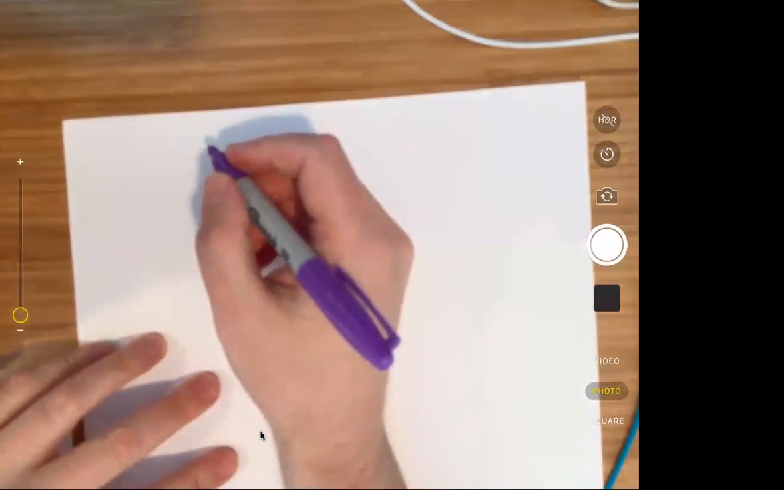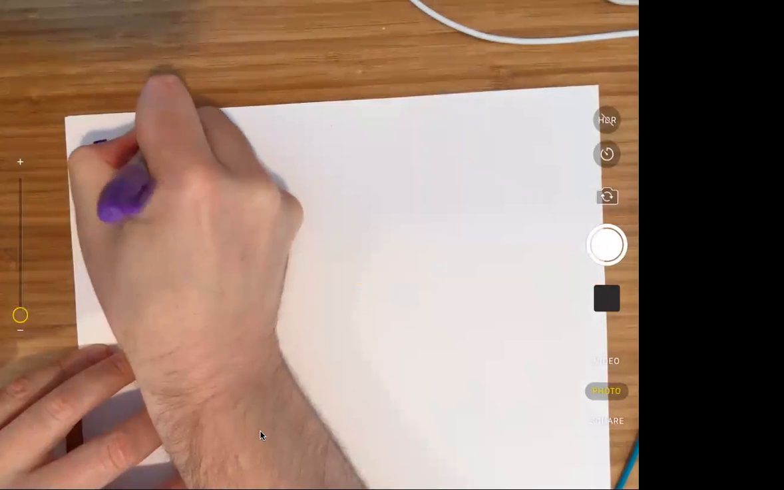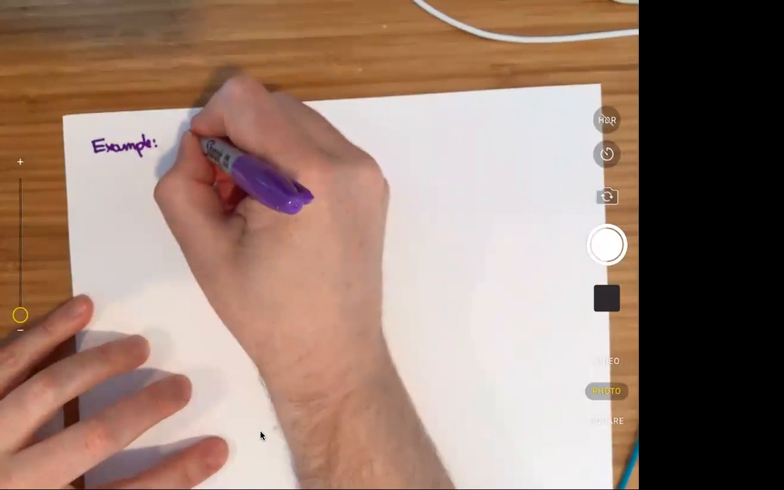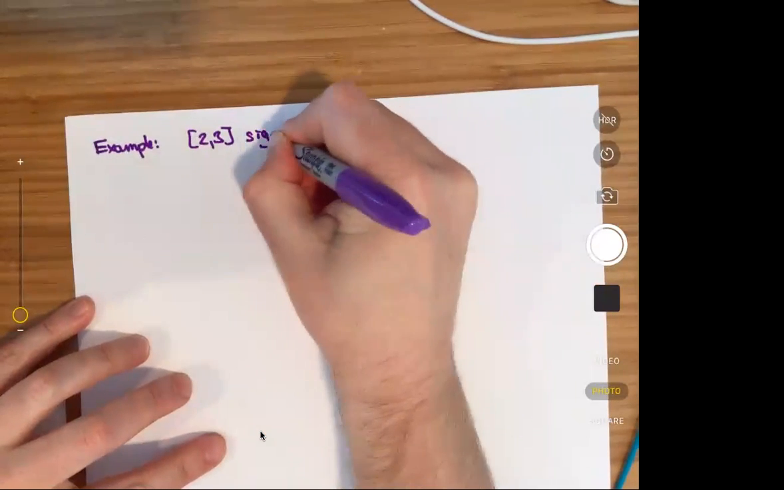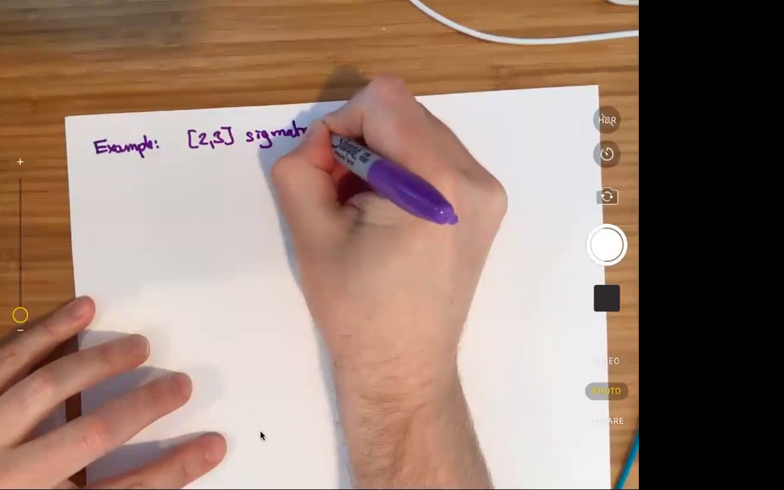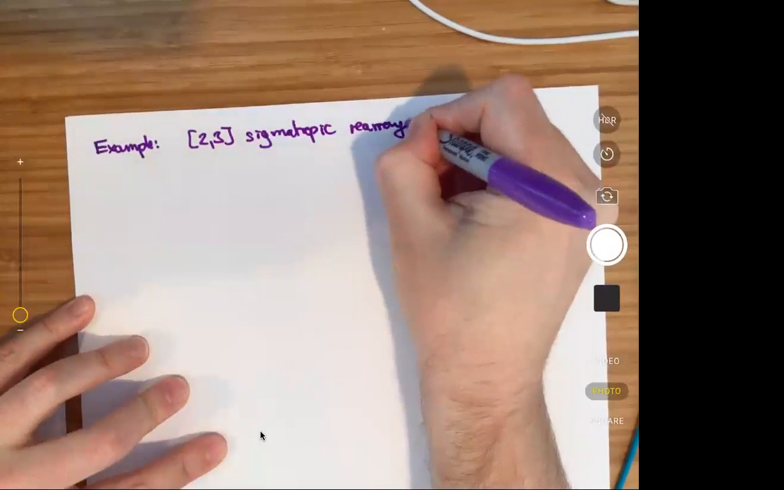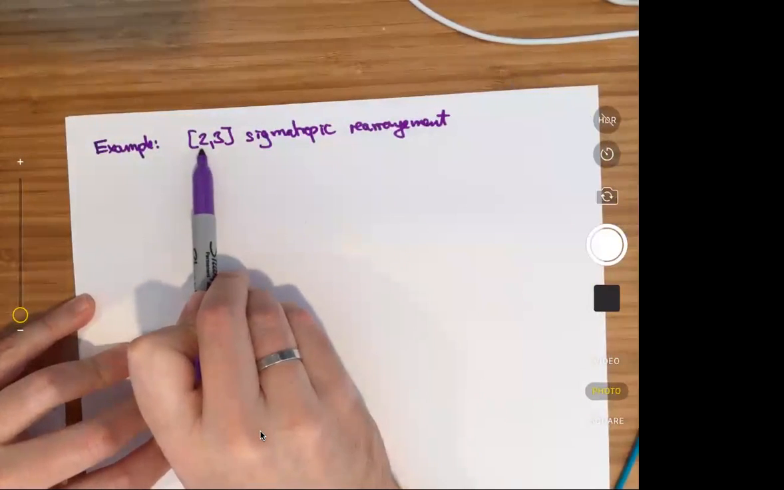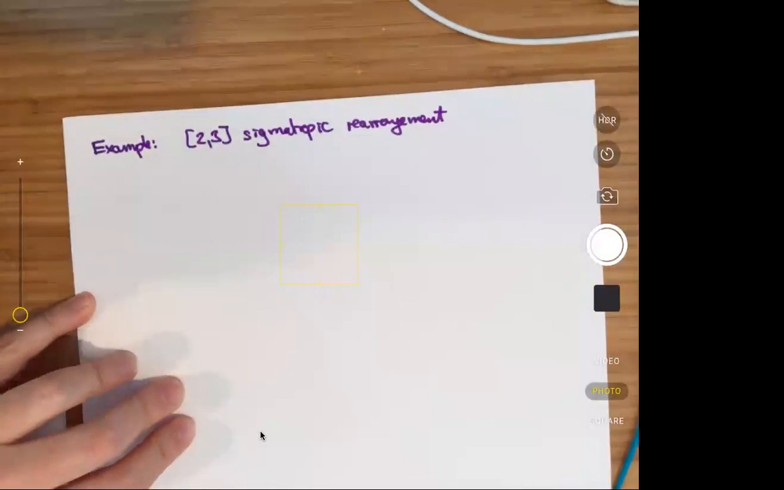So the first one is a 2,3 sigmatropic rearrangement. So what we would expect is that the sigma bond on one side of the pi system moves by 2 positions, so from one atom over to the next, and on the other side it moves by 3 positions.